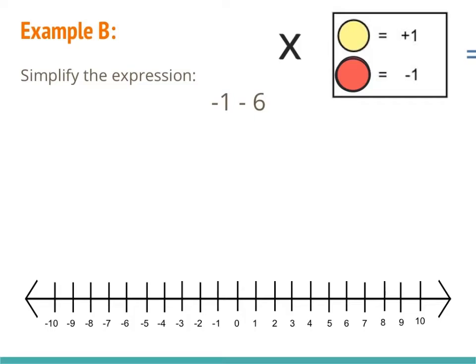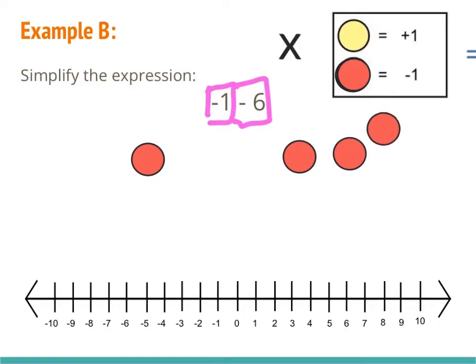Now, if it's easier for you to think of this with a negative 1 in a box and a negative 6 in a box so that you know they're two separate numbers, feel free to draw a box around them. So now I'm going to pull out counters for negative 1. So I've got negative 1 counter over here. And then I'm going to pull out negative 6 counters for the other side. So negative 6 counters over here.